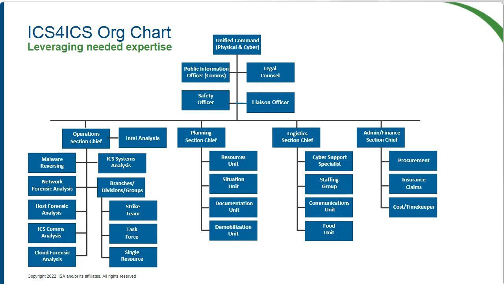Administration and finance section, you may need procurement. Often you need procurement. So if you have a third party that you need to help you and you don't have a contract, procurement will help establish that contract, likely with the assistance of the legal counsel. Insurance claims are critical. Many of the insurance policies require that the insurance company be notified immediately upon an incident occurring, once it's declared an incident. And so this organization would liaise with the insurance company, as well as do cost and time management.